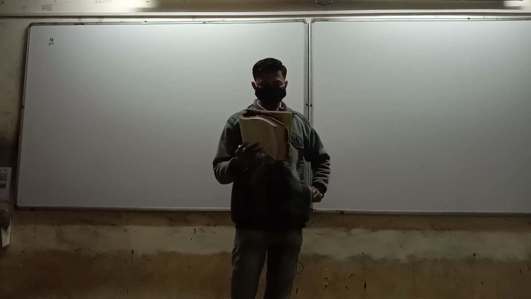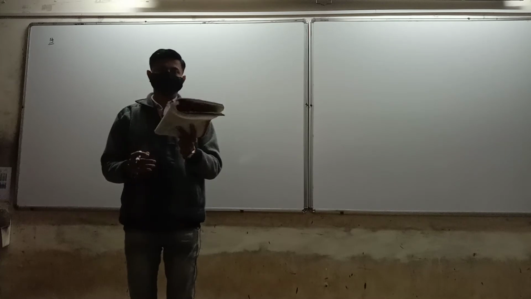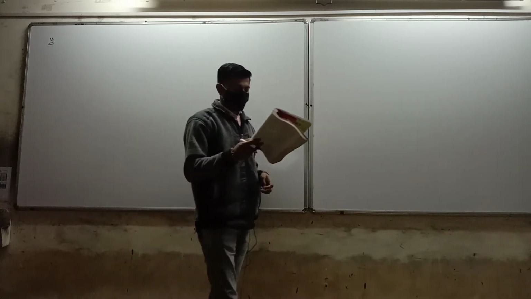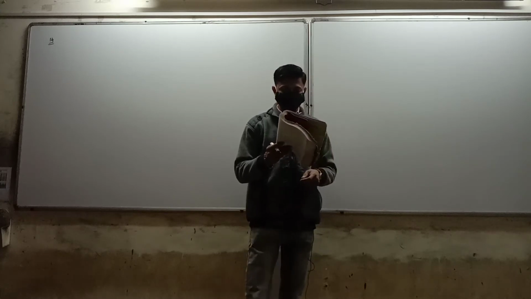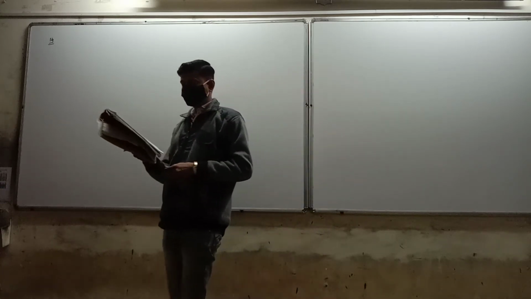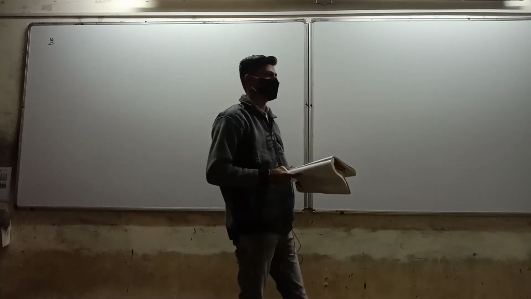Person A speaks truth in 90% of cases, whereas person B speaks truth in 80% of cases. Find the probability that persons A and B differ in stating the same fact.